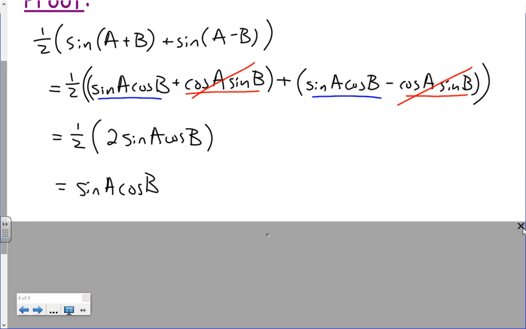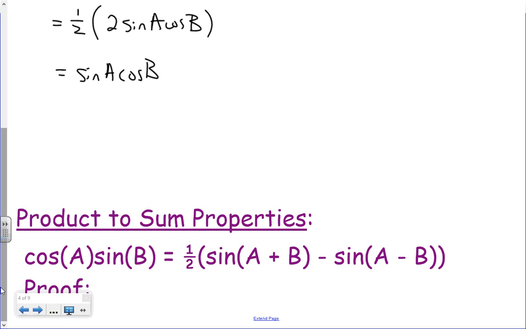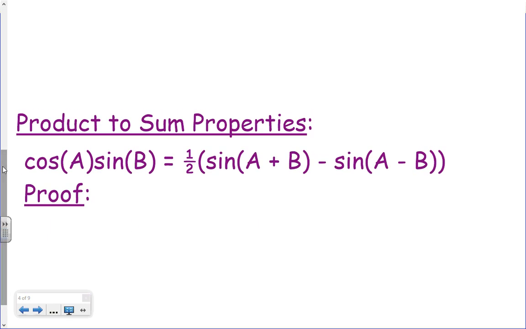And likewise, we have another property here, but this one is for cosine times sine. So if you have cosine times sine, you can rewrite that as 1/2 the difference of two sines: 1/2 of sine of A plus B minus sine of A minus B.